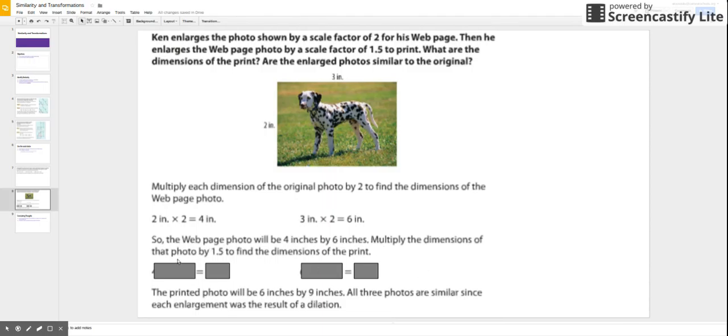Now we're going to multiply each by 1.5 to find the dimensions of the print. So when we do that, we get 6 inches by 9 inches. So the printed photo will be 6 inches by 9 inches, and all 3 photos are similar. In which case there was a dilation.